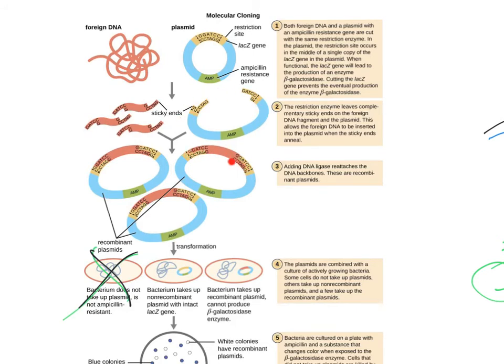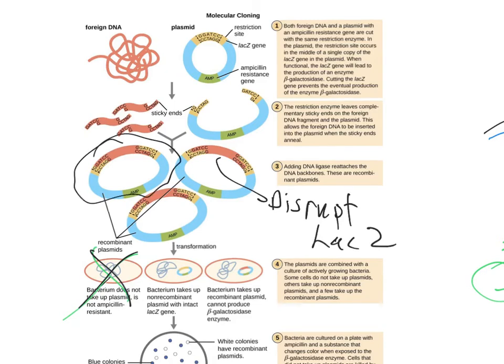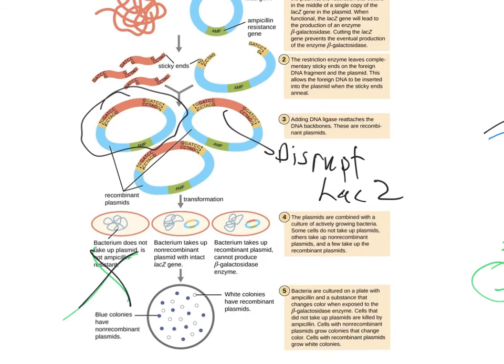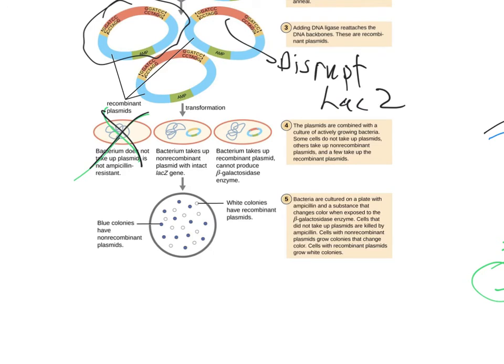Then what happens is, when one of these pieces goes in, it will block the LAC-Z, so it will disrupt the LAC-Z gene, which encodes for beta-galactosidase. And so plasmids that we're interested in do not have the ability to use lactose because they lack beta-galactosidase.